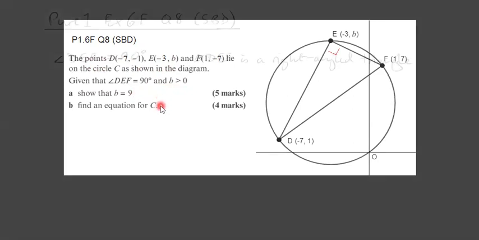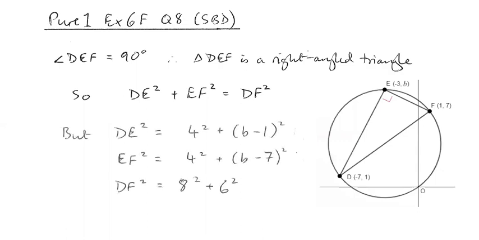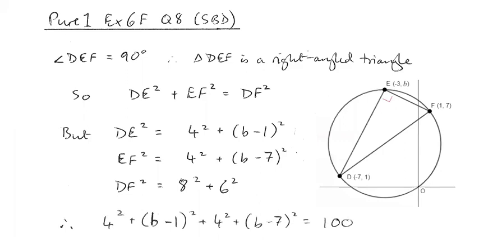for C. So the first thing to do is just write down what we know. As soon as we see that DEF is a right angled triangle, we know that we can use Pythagoras, and that seems to be the obvious way to solve this question. So we state what being a right angled triangle will mean, substitute in the values that we have, and form an equation.